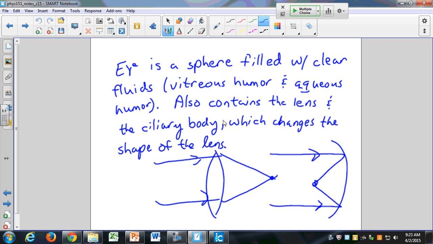Let's see, talking about the eye, we just started on the anatomy and physiology of the eye. So we have the eye as a sphere. It's filled with clear fluids, the vitreous humor and the aqueous humor. I'll show you where those are in just a bit.